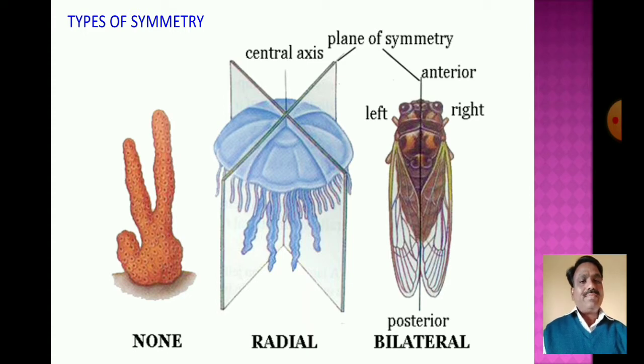In radial symmetry, any plane passing through the central axis forms two identical halves. Now asymmetry means the body cannot be divided. In asymmetry, the body of the animal cannot be divided into two identical halves by any plane passing through the central axis. This is a type of symmetry.